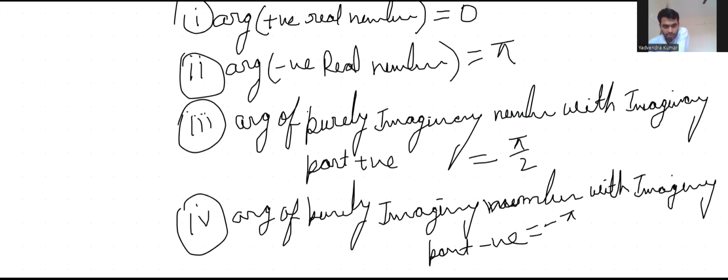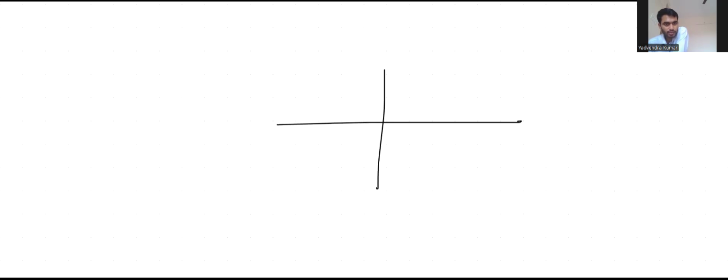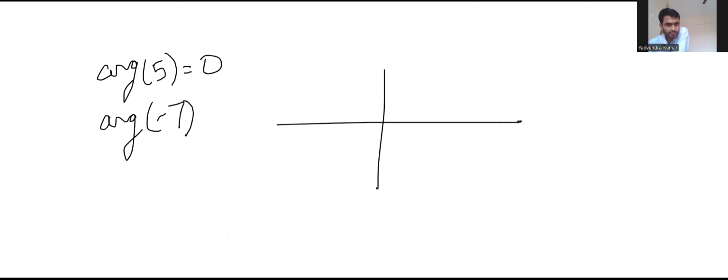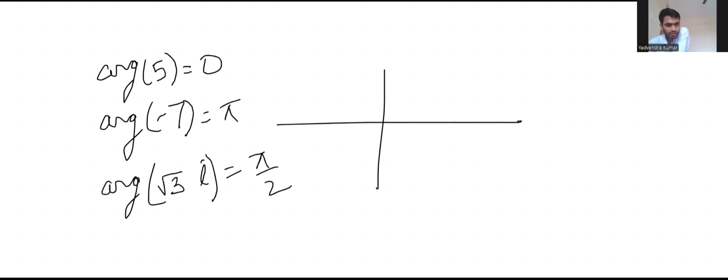Okay, how is it getting done? Very simple. I will give examples. Argument of 5 is 0. Argument of minus 7 is pi. Argument of root 3 iota is pi by 2. And argument of minus 7 iota is minus pi by 2.